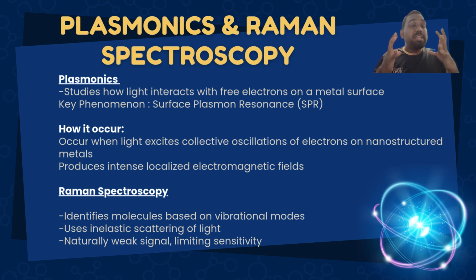And next, Raman spectroscopy. What are the functions of Raman spectroscopy? So this Raman spectroscopy is used to identify molecules based on vibrational modes. It uses this inelastic scattering of light, where it naturally has this weak signal, which limits sensitivity.